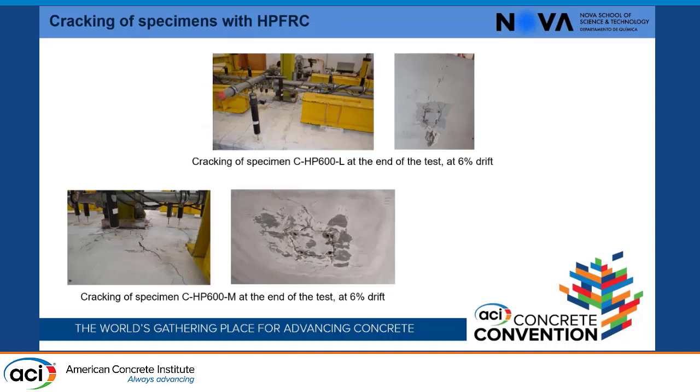Finally, this is the two slabs with high-performance fiber-reinforced concrete at the end of the tests. Both of them did not reach failure, but as you can see here, huge cracks were formed on the slab. So even with huge cracks, the slab continued to resist.